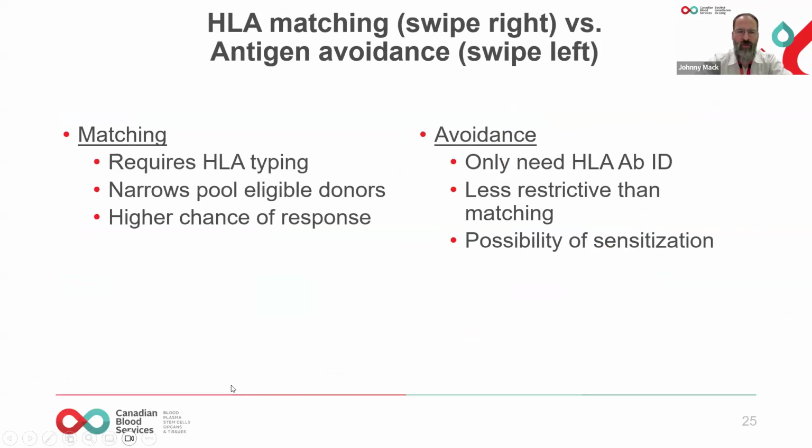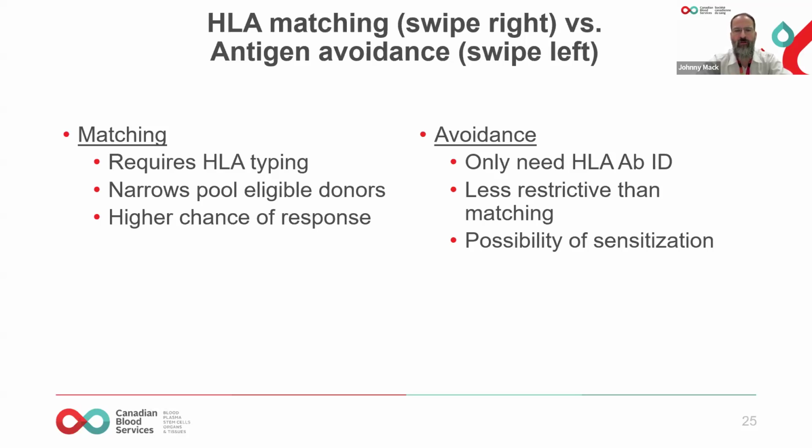I mentioned briefly the option between HLA matching versus antigen avoidance. I think in an ideal setting, HLA matching would be the way that we would approach things, because you're getting a guarantee that the particular product that you have is going to be well matched and not susceptible to any antibodies that the patient might have. However, that requires HLA typing of the donors and HLA typing of your patient, which we don't always have. It's sometimes slower to get the HLA typing. So in an acute situation, we may get an antibody screen faster than the HLA typing of the patient. And it also narrows the pool of eligible donors quite extensively. So those are some of the downsides to it. But there's a higher chance of response if we are able to get an HLA matched donor.